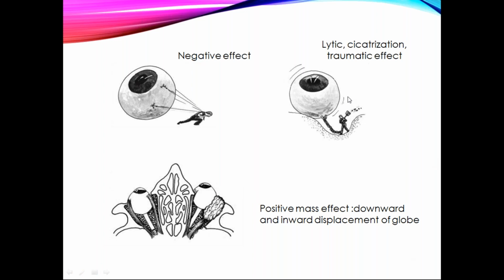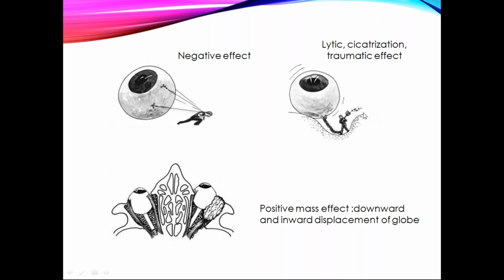So when does a proptosis occur? Whenever there is a trauma, or it can erode the bone, and there can be lytic lesions of the bone, then also proptosis can occur. Whenever there is a positive mass effect, a positive mass effect means, for example, if you see here, there is a lacrimal gland tumor which is pressing the eyeball, so the eyeball gets pushed inferonasal. So in downward and inward displacement of the globe due to the positive mass. So these are different effects on the eyeball. So eyeball can actually shrink inside but that is not called proptosis, but that is enophthalmos.